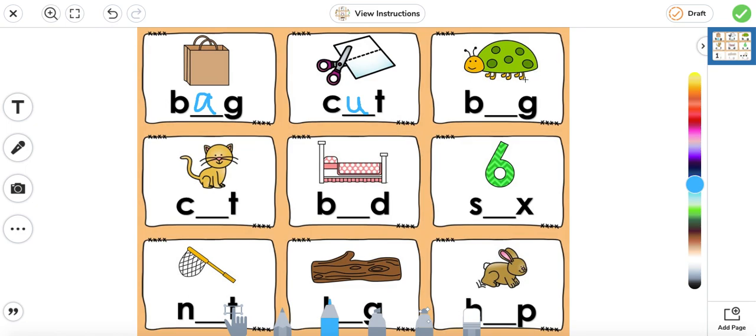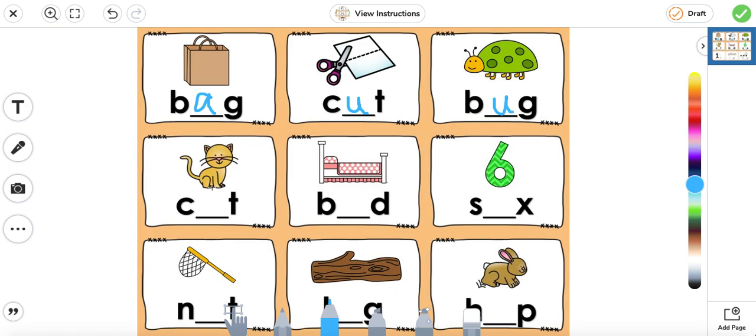What is this? A ladybug. Bug. B, u, g. What's the middle sound? What letter makes the sound? U. Let's look at the next picture.